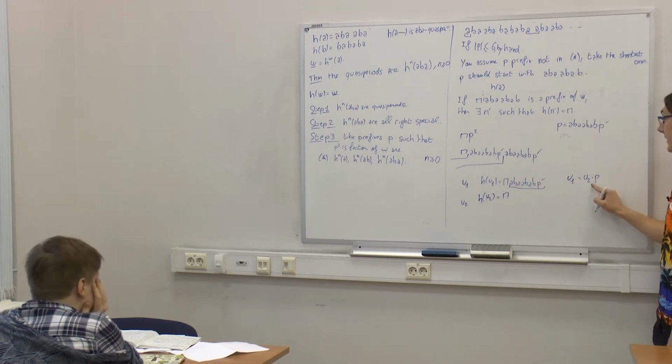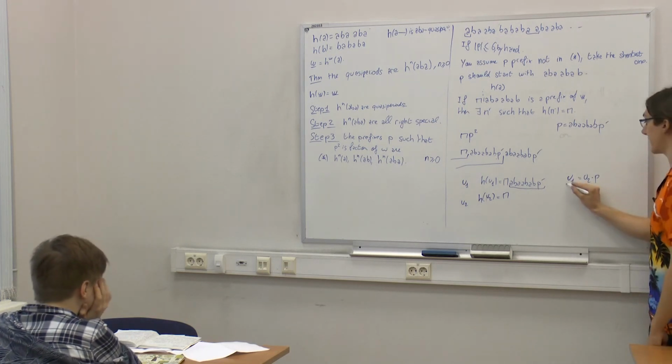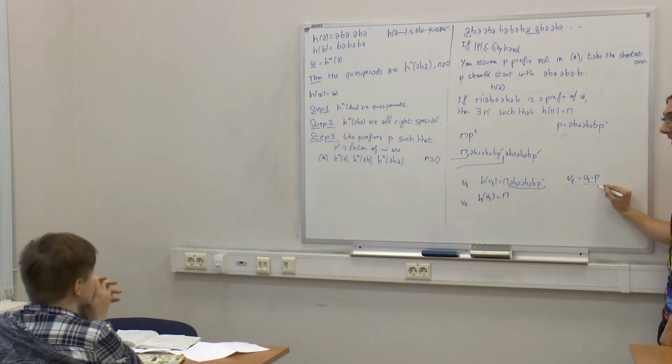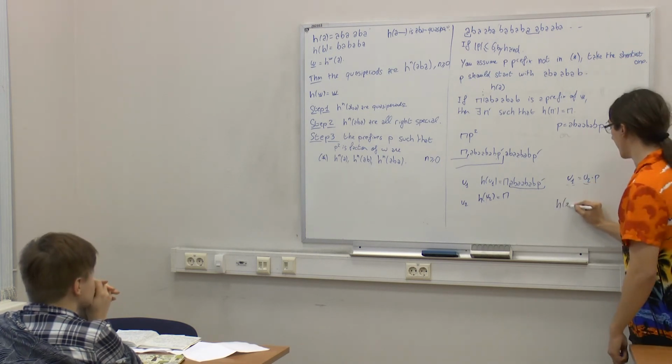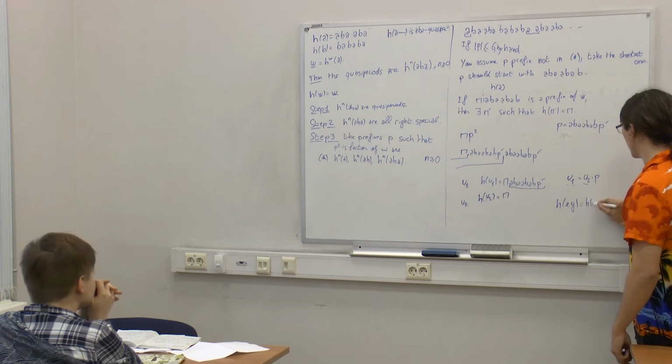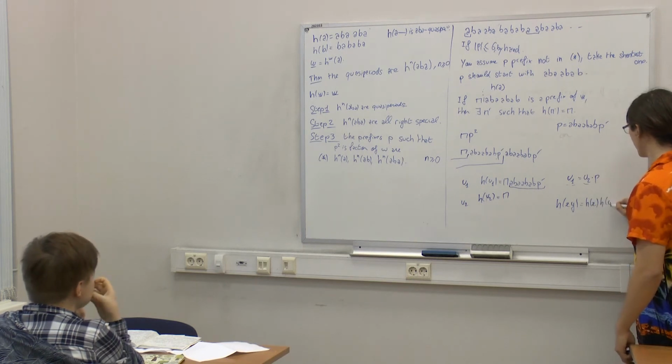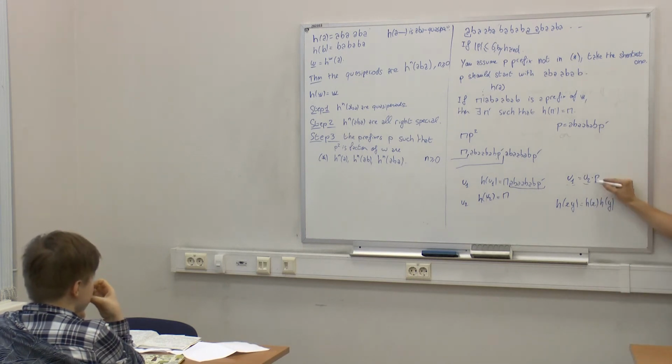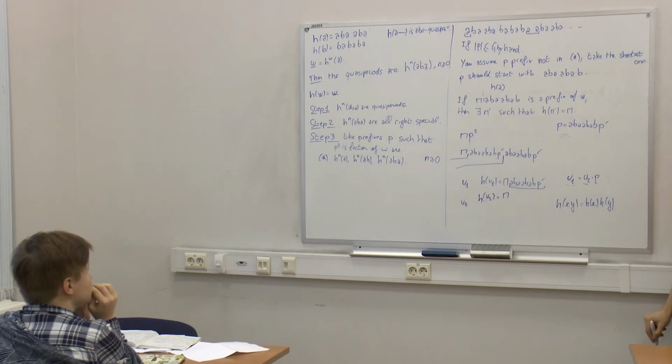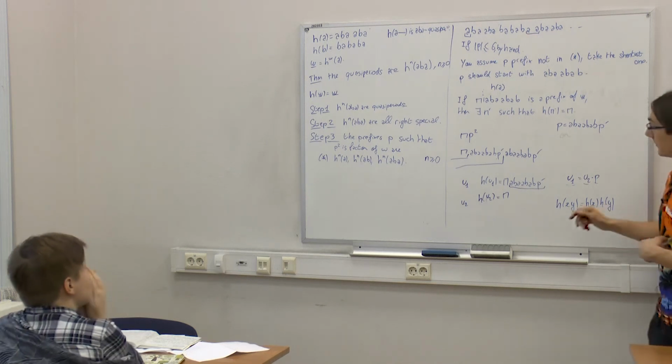concatenated with P. And so since this has a reverse image and this has a reverse image, by the equation of morphism, the general equation like this, we can conclude that this also has a reverse image. That makes sense here? Yeah. Okay.